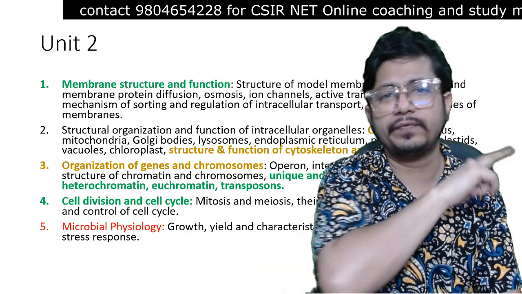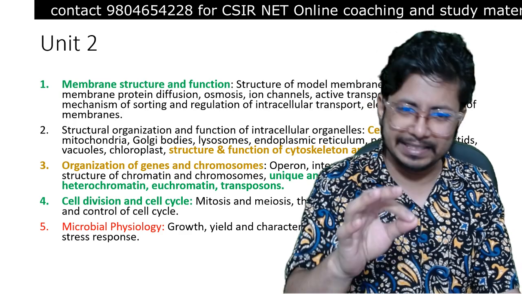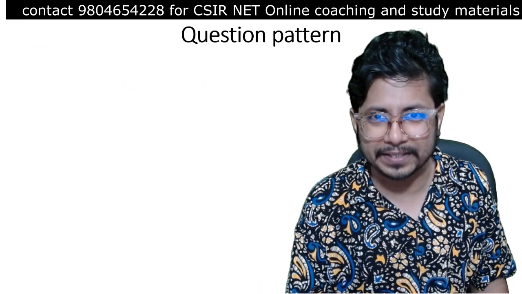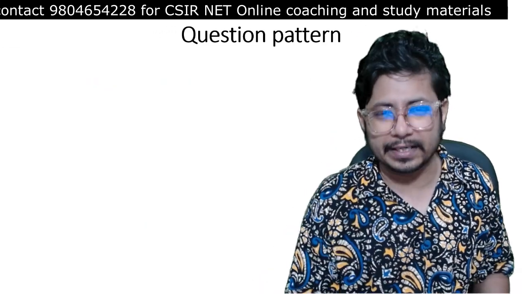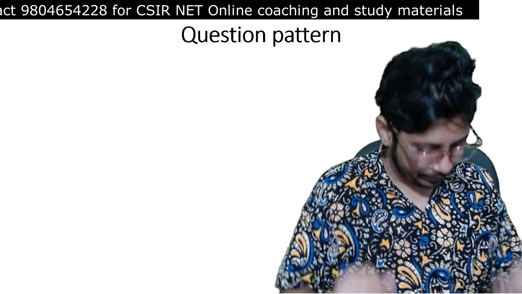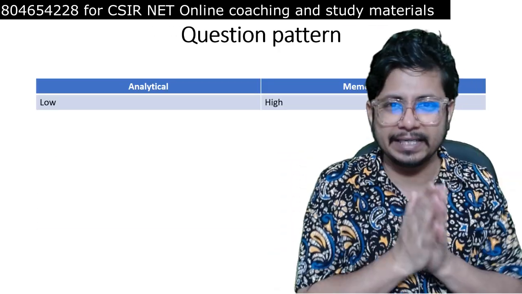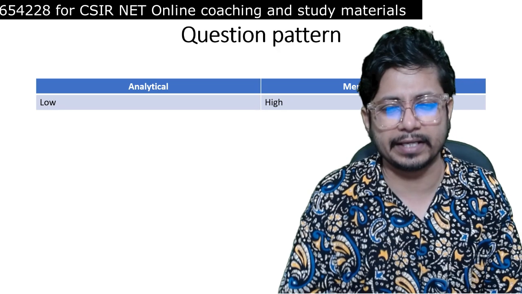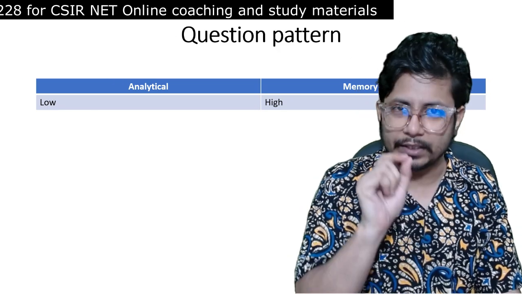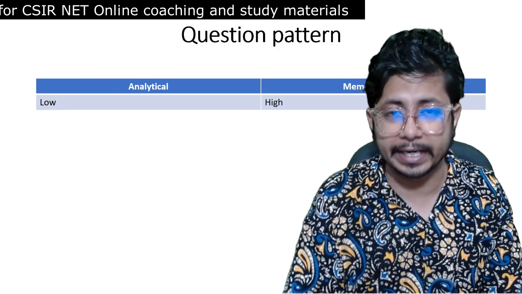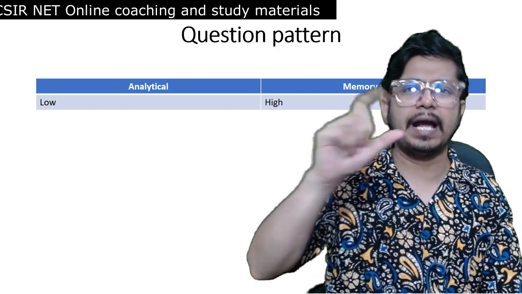So microbial physiology is, according to me, the least important among all the topics. Now let's move on to the question pattern for CSIR NET Life Science unit 2. We have analytical questions, but you will get fewer analytical questions from unit 2 and more memory based questions, although you will have part C questions.